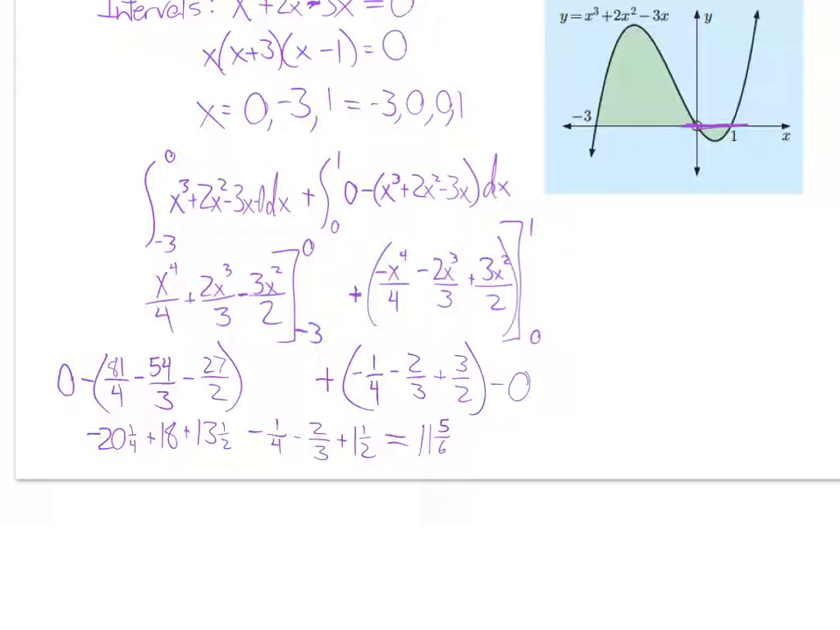Alright, so that's our area, our total area between the two functions.